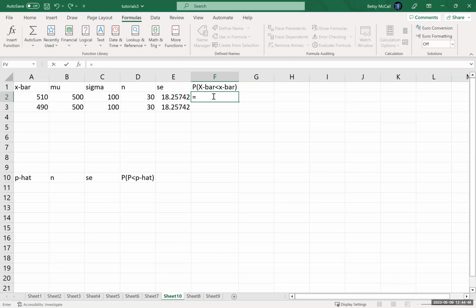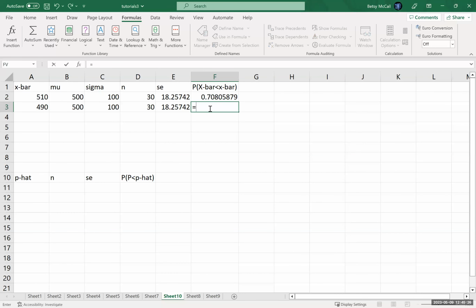So we do NORM.DIST. The x value is our x bar value, the mean of our sample that we're looking at. The mean is the mu, what we think the center of the distribution is. Sigma is not the standard deviation of an individual observation. It's the standard deviation of the means of our sample. And then cumulative is true.